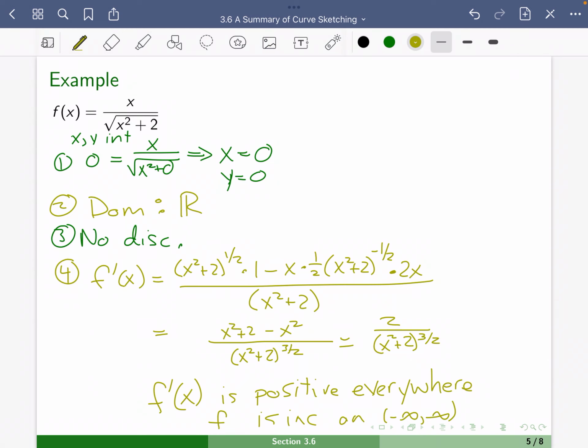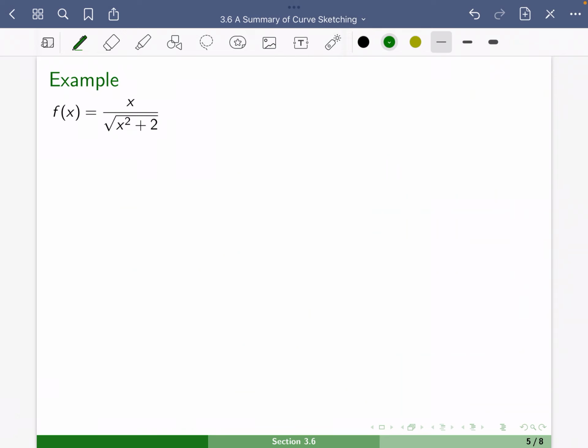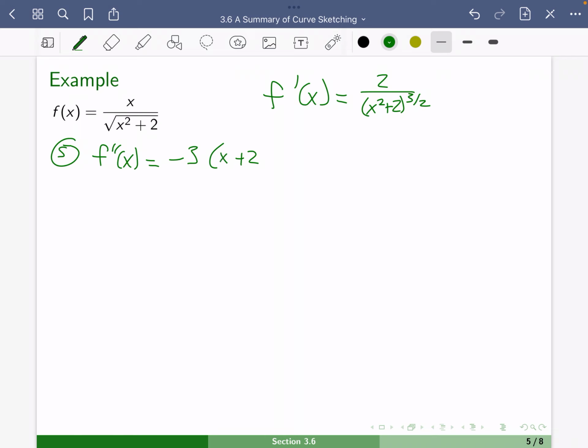Perfect. So next we want to think about our second derivative, intervals of concavity. So we saw on our previous page that our derivative was 2 over x squared plus 2 to the 3/2. So if we were to take our second derivative, we will get negative 3 times x squared plus 2 to the 1/2 times 2x. Oh, not to the 1/2, to the negative 5/2.